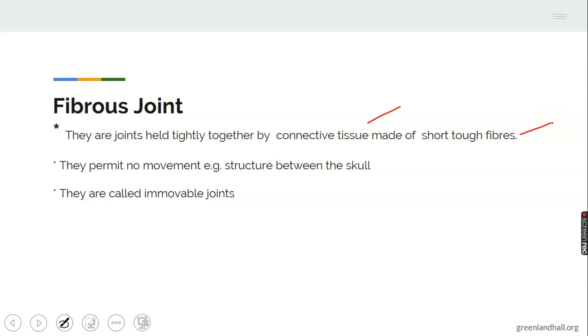Fibrous joints permit no movement. That is, it does not allow movement. And that type of joint that does not allow movement is called a suture joint, like the one present in the skull. When there is no movement in a joint, it is called an immovable joint. That is, the joint does not move, such as the one present in the skull.